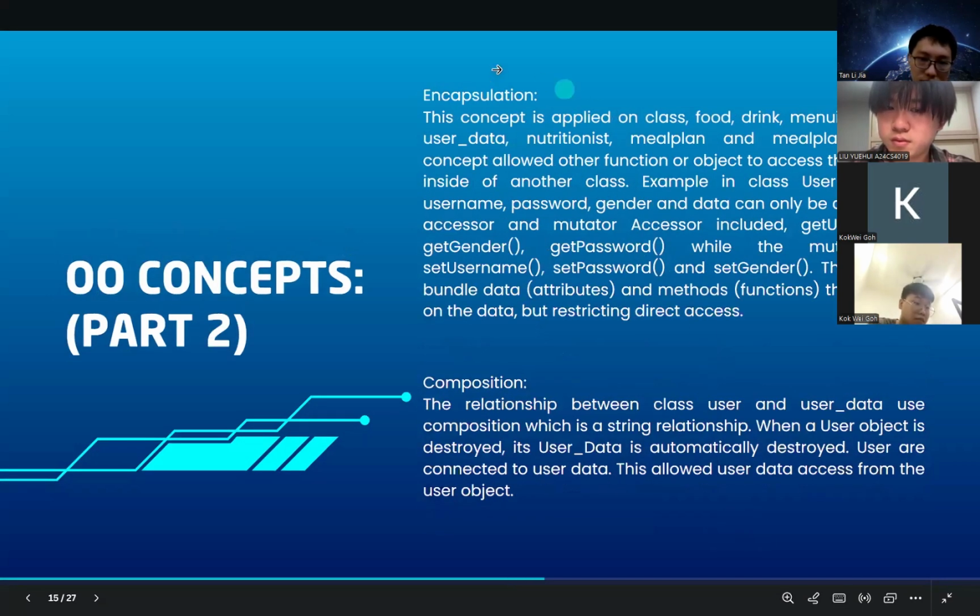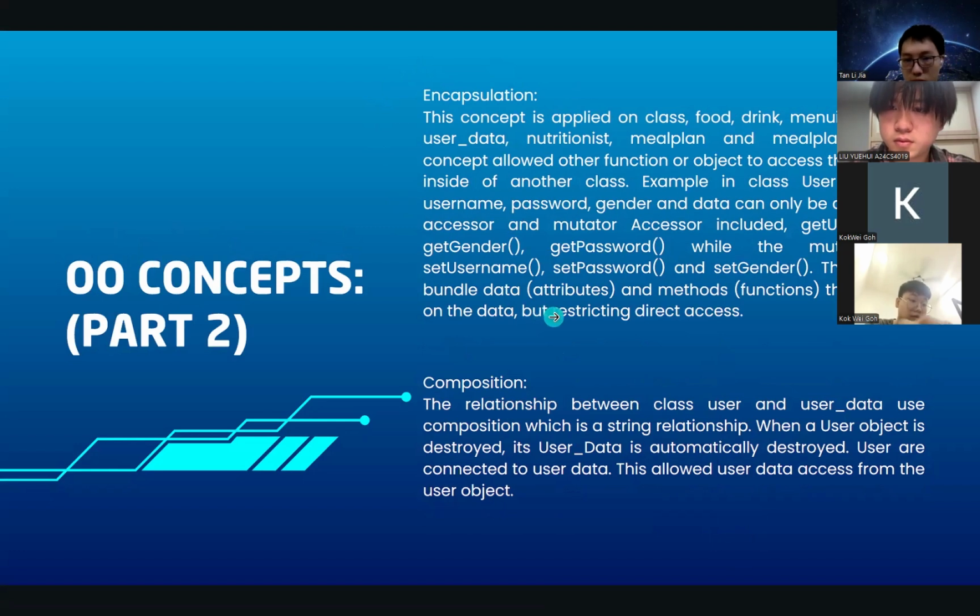The next is encapsulation. This concept combines private attributes and methods together. So a class can contain a bunch of private attributes and methods that it can access. It allows other classes to access the private attributes of the object if we allow encapsulation.